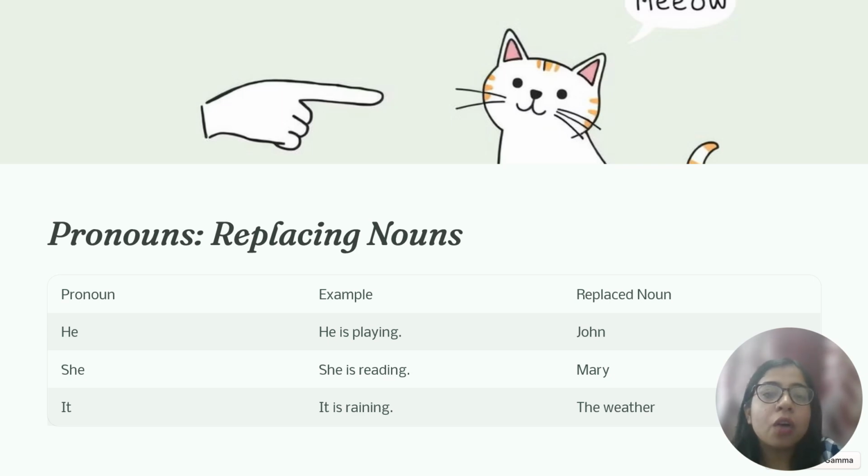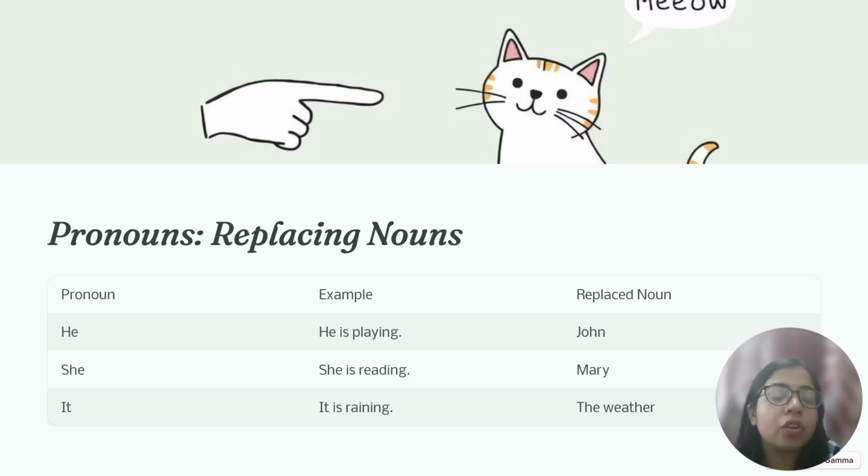So now in the place of Ram we replaced Ram by he. The pronoun he replaced the noun Ram, and then the sentence structure got better. So pronouns are used to replace nouns in the sentence. Here we can see some examples. He is playing. He replaced the noun John. So it was John is playing, and now it is he is playing.